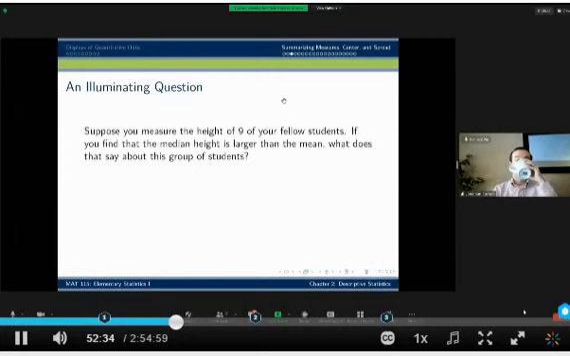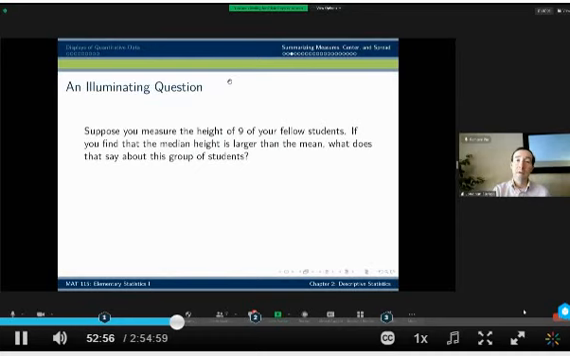Is it just that the sample is unusually taller? Or... Could be. Depending on what you mean by that. You could have some pretty significant outliers. We could. So let's think about this.